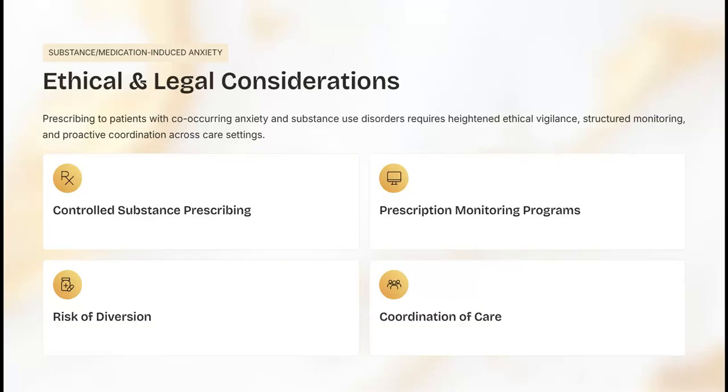Louisiana does have one. If you have a DEA license, you can check your patients before you prescribe a controlled substance to them. Scheduled medications like benzos and stimulants carry a high risk of diversion in substance use disorder populations. So you're going to do urine screening, pill counts, limited dispensing should be used.